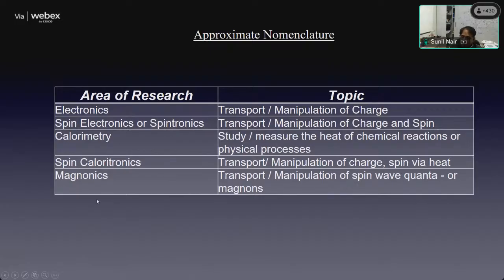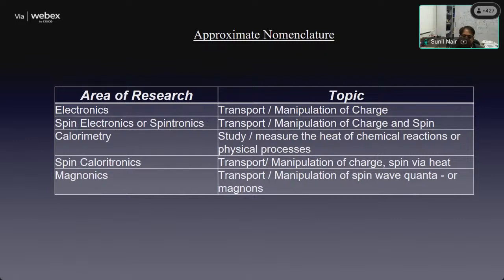And closely related to that is the area of magnonics. So magnonics is basically the transport or the manipulation of magnons or spin wave quanta. So if you look at the kind of quasi-particles which can exist in solids, of course, the electron is an elemental particle. You have phonons, which are basically quasi-particles and are quanta of lattice vibrations. Similarly, you can also have magnons, which are the quasi-particles of spin wave excitation.